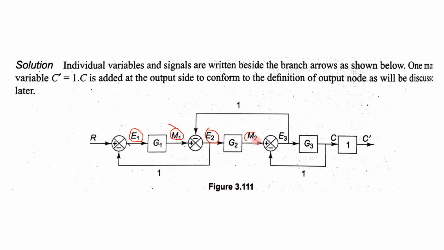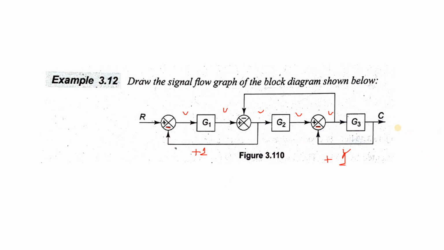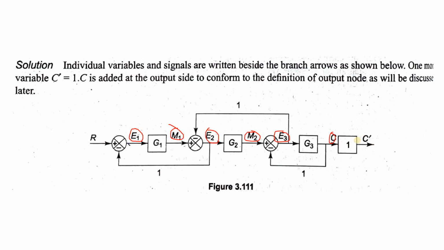So we are writing the signals like this: E1, M1, E2, M2, E3, C, and C dash. Why C dash? It is not necessary, but in many cases it is written like this, that after the output signal we generally multiply with 1. But if you don't want to use this technique, you can also not use it. It is not mandatory. You can directly complete at C.